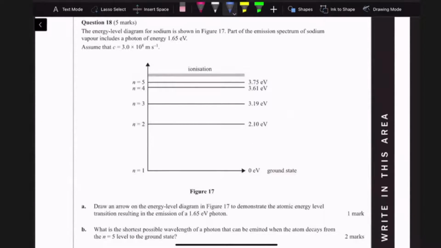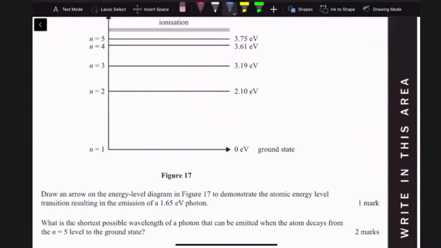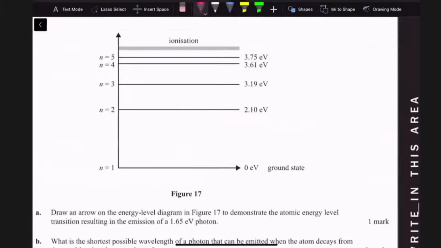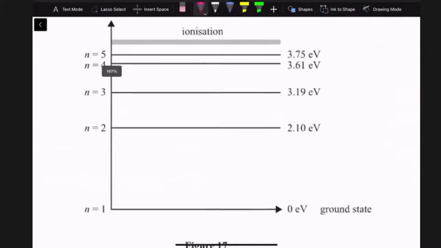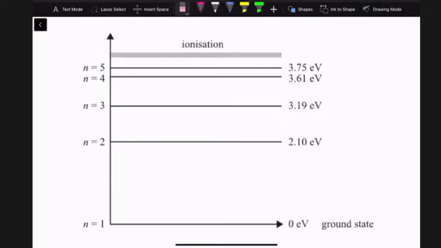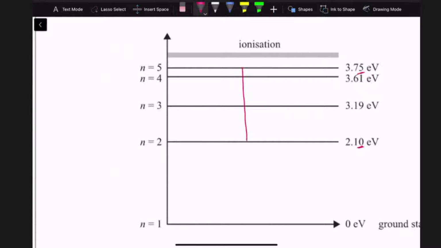So question 18, draw an arrow demonstrating the atomic energy level resulting in the emission of 1.65. So we have to find the energy level that corresponds to this. The easiest way is just to look at the n numbers. So we have a 5 and a 5, so it makes 0. So you can see it goes from here to here.